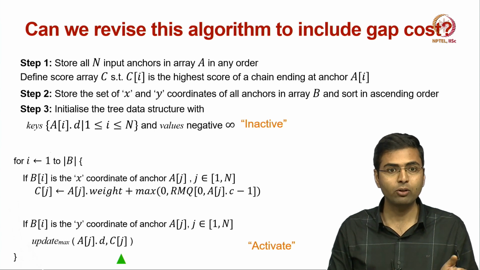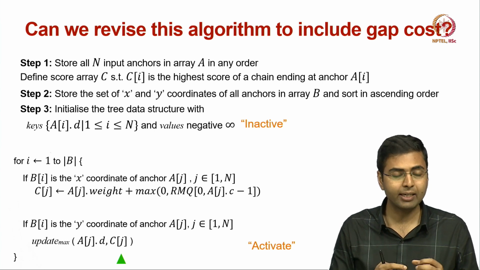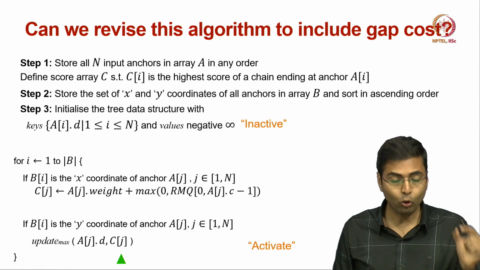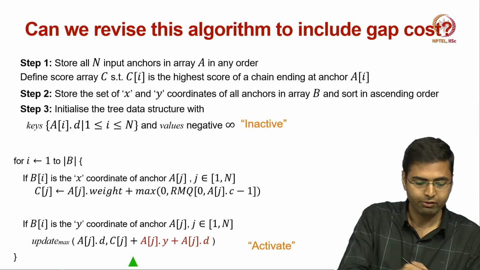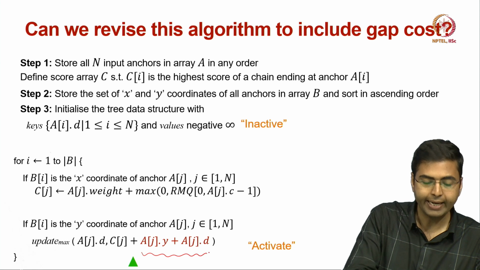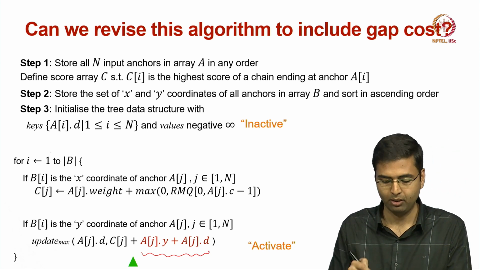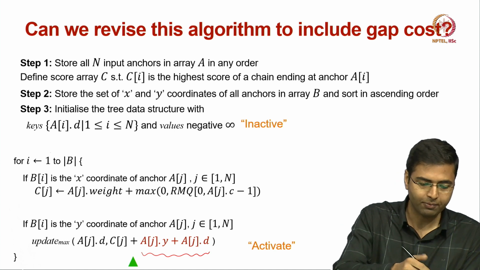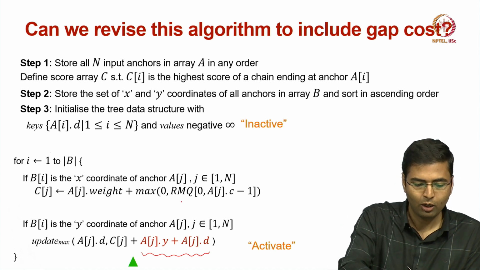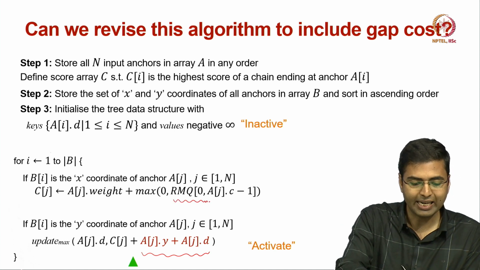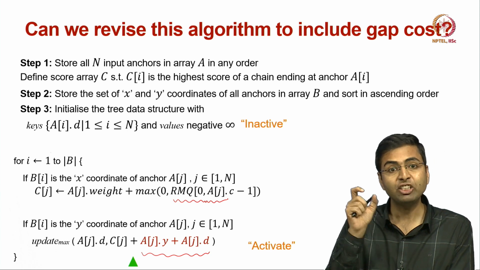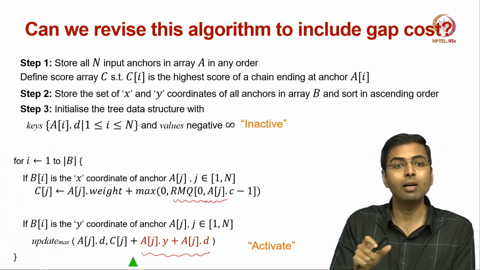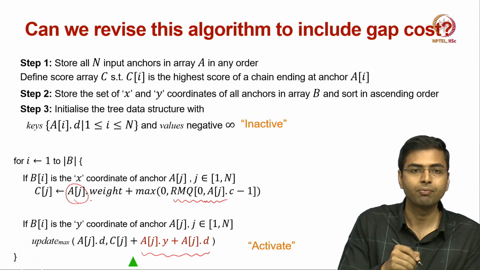So, going back to the same algorithm, now we can activate the priority of this anchor. Instead of using the score of that anchor, we will also add the y and d coordinates of that anchor. Once we change this priority, when we make a range maximum query, we will fetch the corresponding anchor which is optimal for anchor Aj.